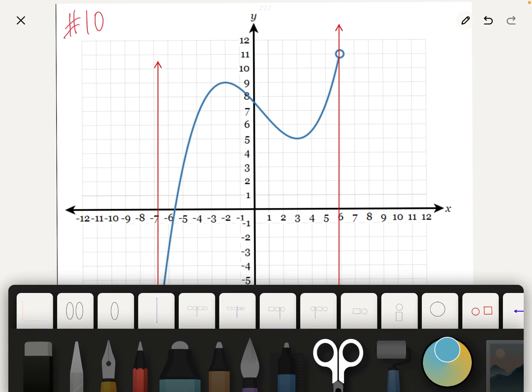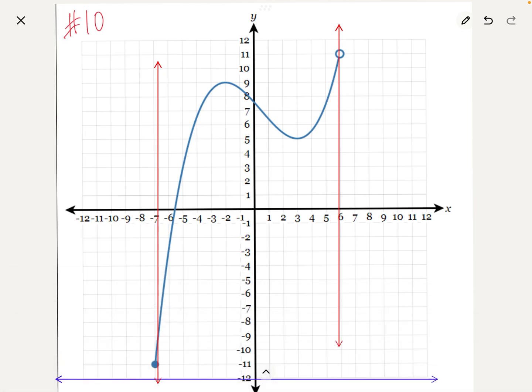So then all I have to do is just pay attention. My lowest input is going to be -7. My highest input is going to be 6. And if I were writing the domain, I would say it goes from -7 to 6. Now, because this is a closed circle, I would use a bracket. Because this is an open circle, I'm going to use parentheses. If I were writing this in inequality notation, I would say x has to be greater than or equal to -7, but less than 6. That's how you would do it.